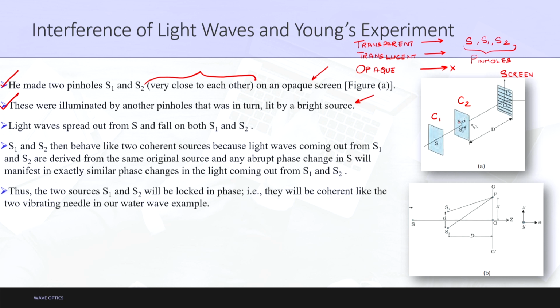Okay, so light waves spread out from S and fall on both S1 and S2. S1 and S2 then behave like two coherent sources, because light waves coming out from S1 and S2 are derived from the same original source, and any abrupt phase change in S will manifest in exactly similar phase changes in the light coming from S1 and S2.